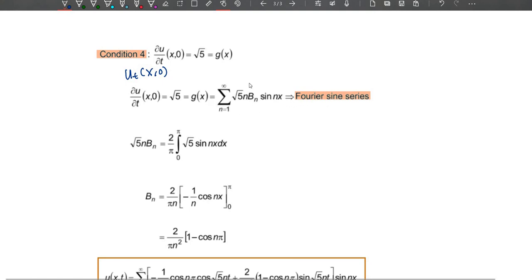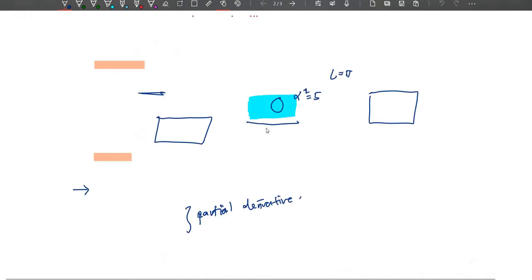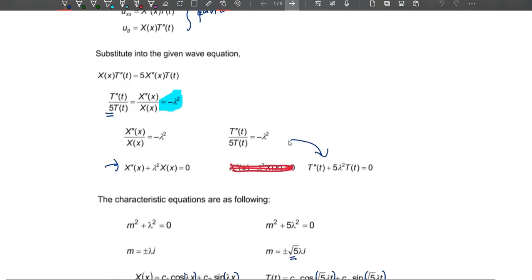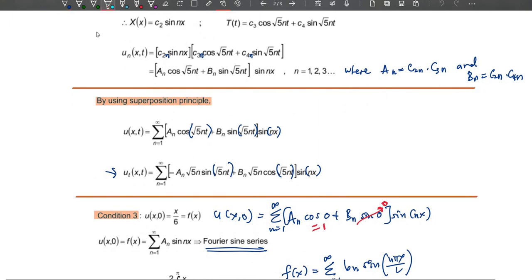Okay, I hope you know how we get to this point. Okay, it's actually from here. The ut that had been determined earlier, after we have the uxt. I think it's in this part here. Okay, this one.